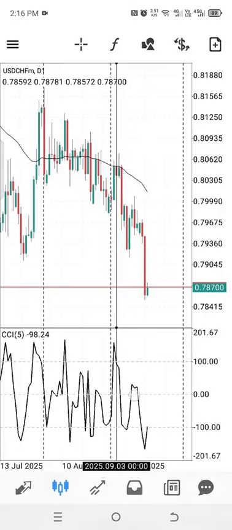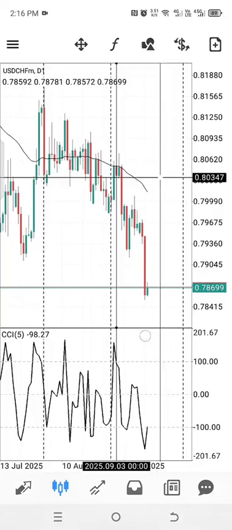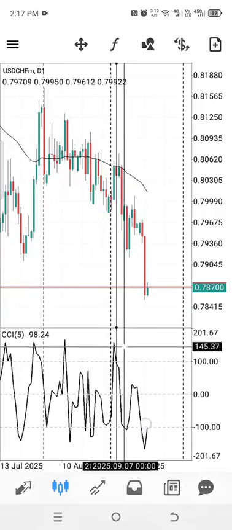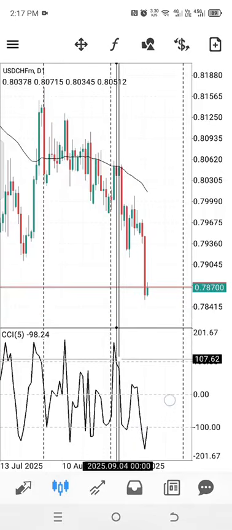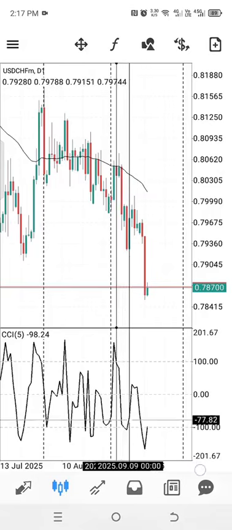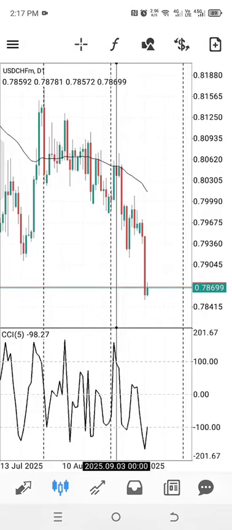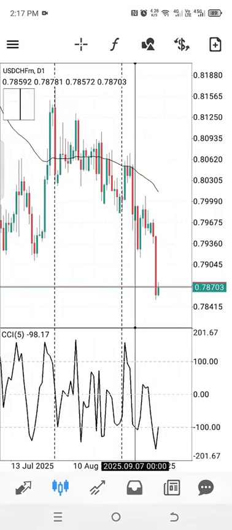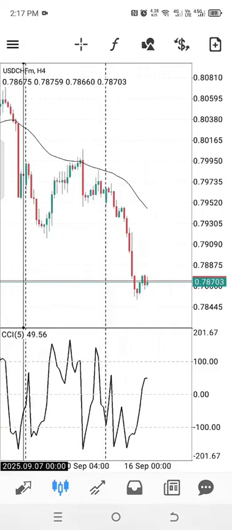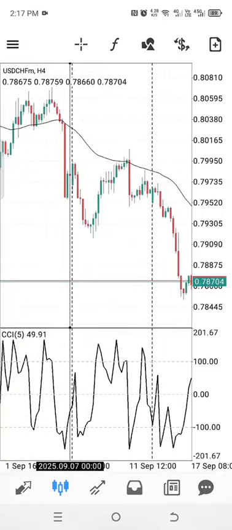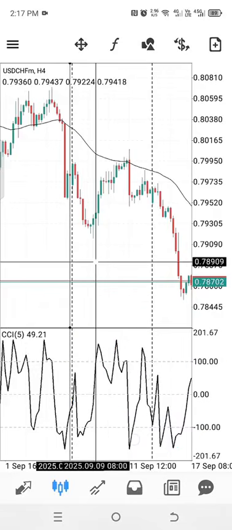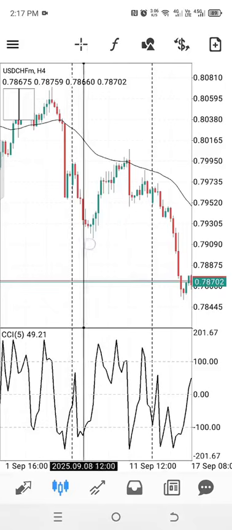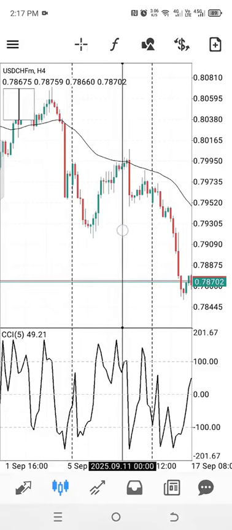Can you see it went back to touch that same EMA? So I'm going to wait for the CCI to run from the top to the bottom. Okay, so this is where it got to the bottom. As soon as it got to the bottom, what would I do? I'm going to go to the next time frame, which is the H4 time frame, and wait for the market to touch the EMA 50. Now watch, it touched the EMA 50 here.